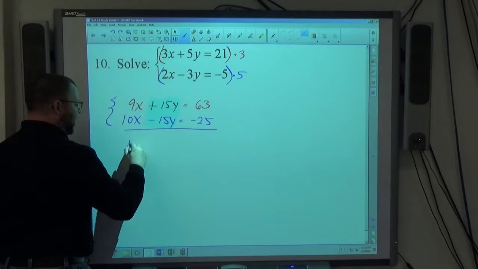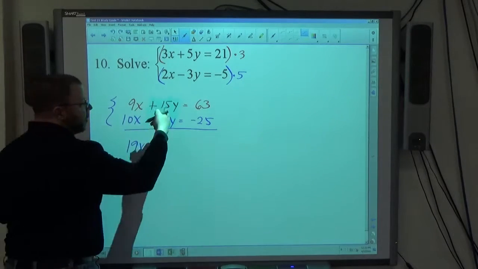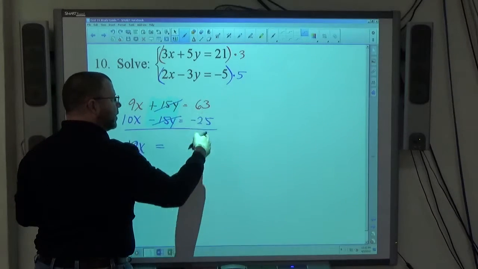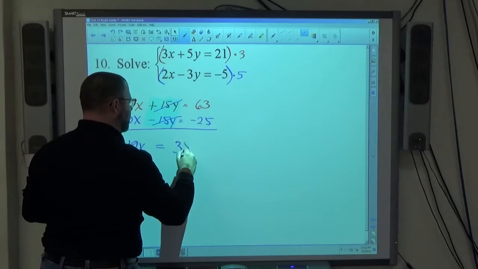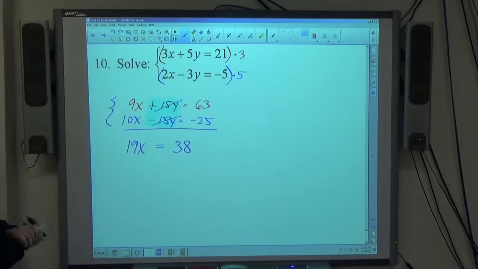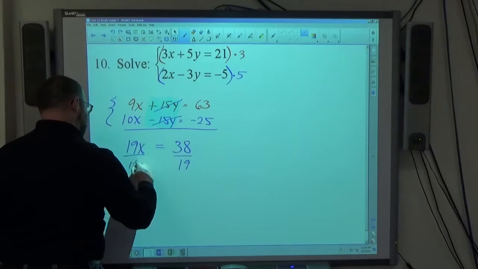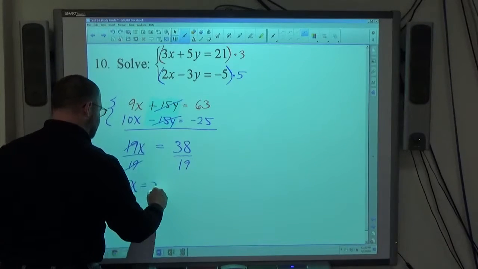9x and 10x makes 19x because that's what they add up to. 15 minus 15 cancels, so those just go away. And 63 minus 25 equals 38 because we subtract since the signs are different. 63 is bigger, so it's positive 38. We know 19x equals 38. We divide by 19. That gives me x equals 2.